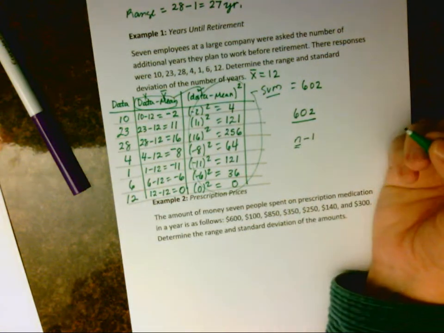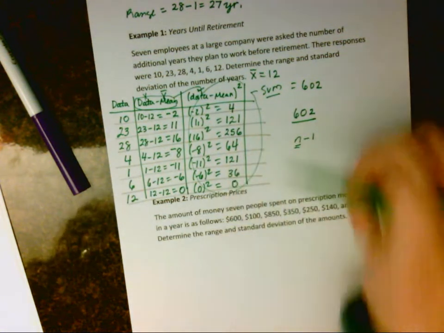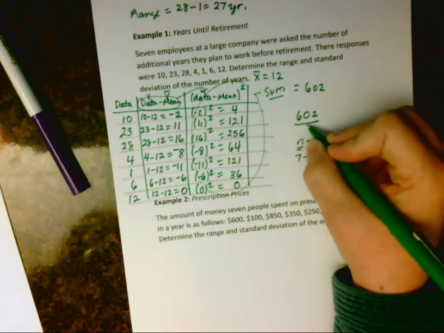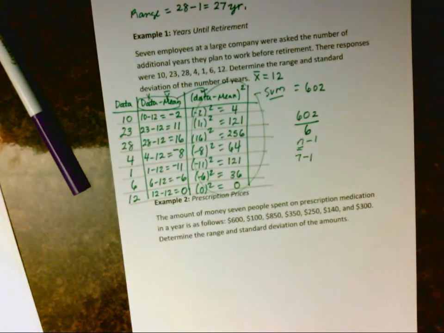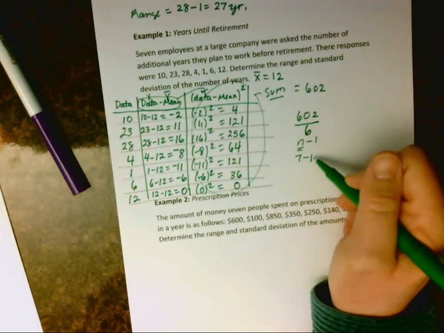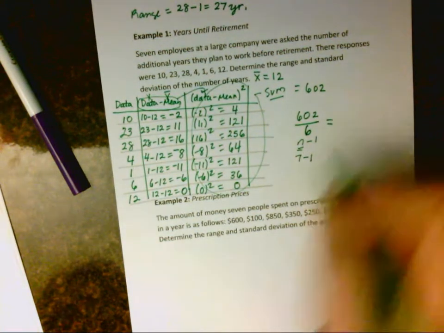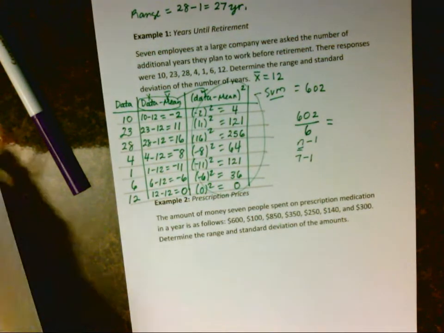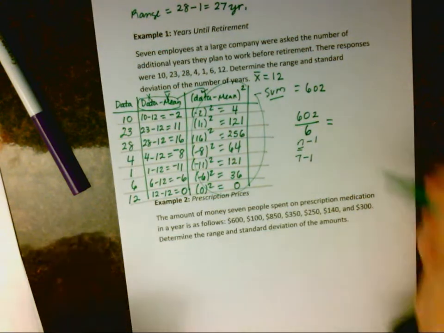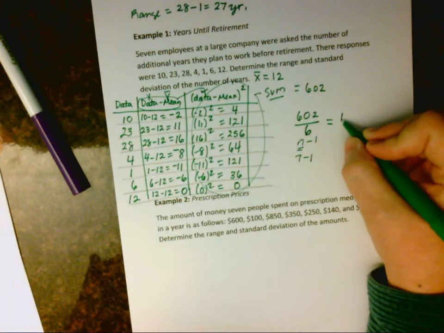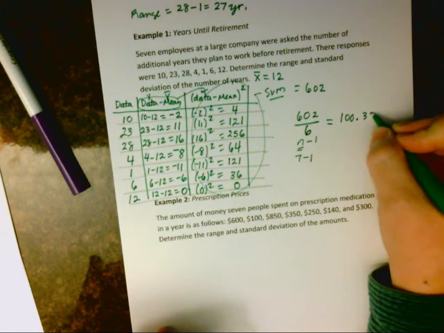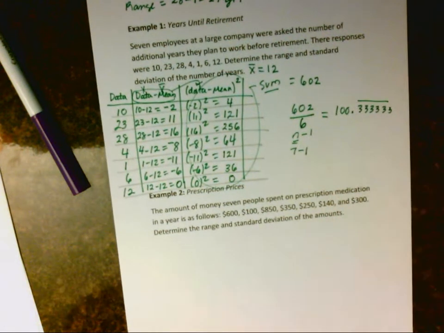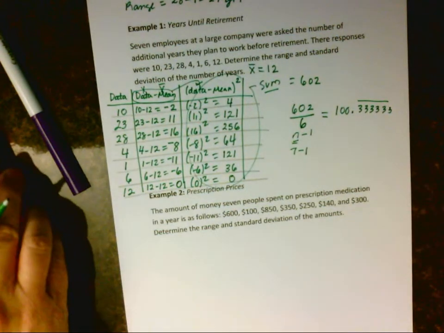Okay, I'm going to write down here n minus 1. N is the number of data items that we have. In this particular thing, we had 7 pieces of data. We subtract 1 from that. So they want us to divide this by n minus 1, which would be 6 in this case, because 7 minus 1 is 6. Okay, so I take that on my calculator, divide it by 6, and it's a not so lovely number. It is 100.3 repeating. Leave that displayed on your calculator. Okay, you don't want to round it because you'll introduce a rounding error.